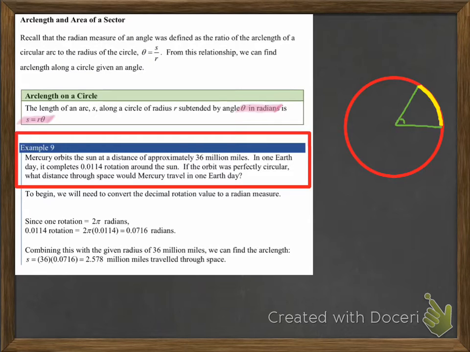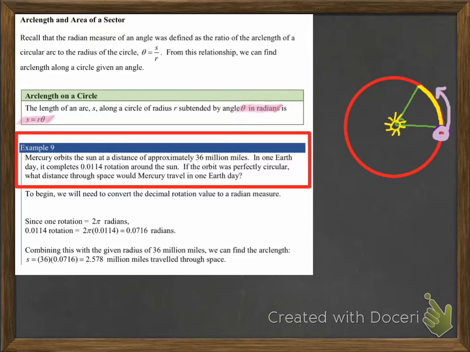So, think about this. We have the Sun right here in the center, and we have our planet Mercury orbiting the Sun. We want to figure out, in one Earth day, how far did Mercury orbit around the Sun?